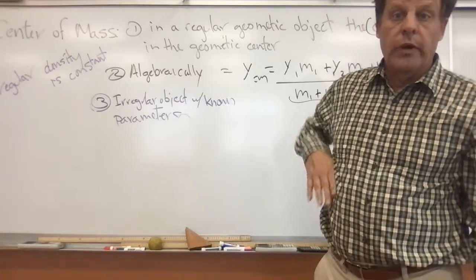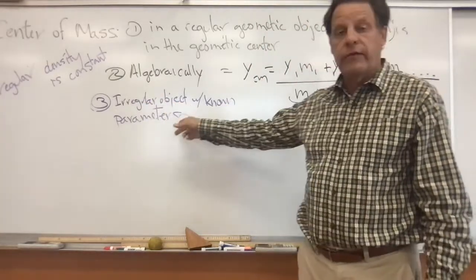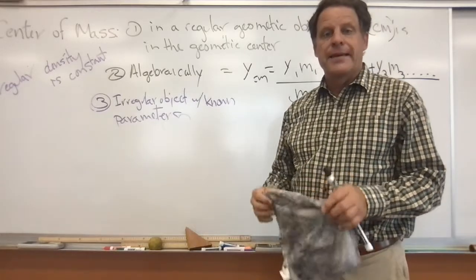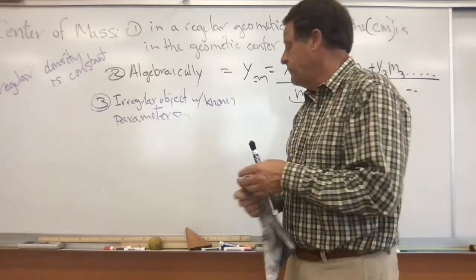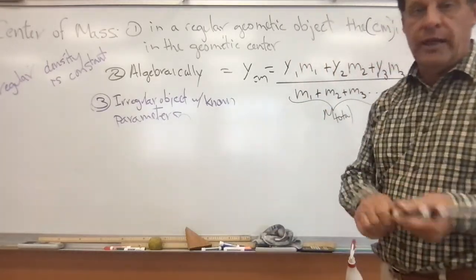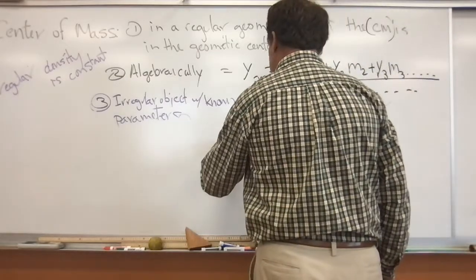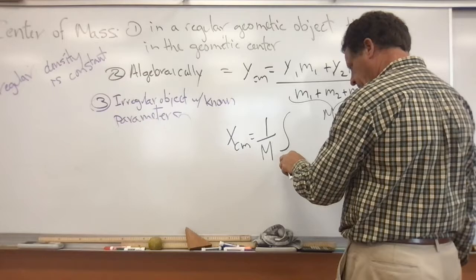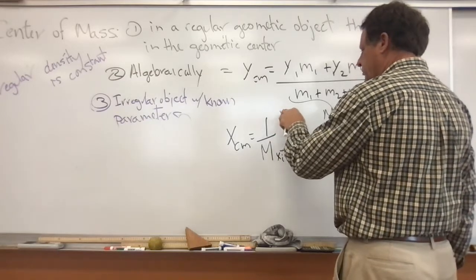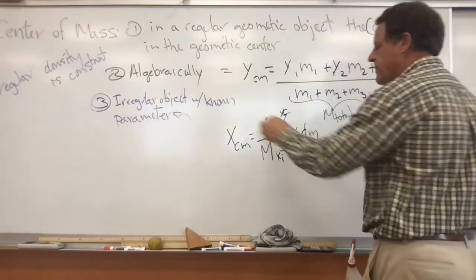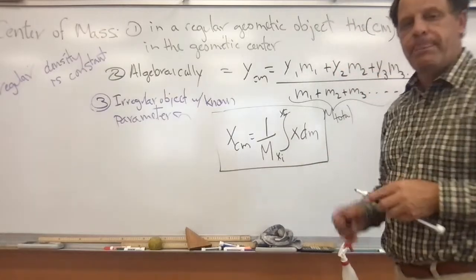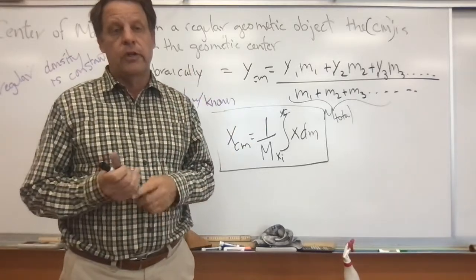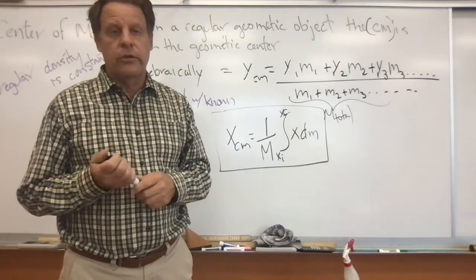Now, our third type, which is the one that's certainly more interesting, is going to be an irregular object, but having known parameters. If we have an irregular object with known parameters, if that sounds like calculus to you, you are correct. So our equation for calculating the center of mass, and we're going to start with the x direction: x center of mass is going to equal 1 over m times the integral from, let's say, x initial to x final of x dm. Now, you guys, the calculus aspect in this example, or the next 3 examples that I do, couldn't be easier, as you will see.